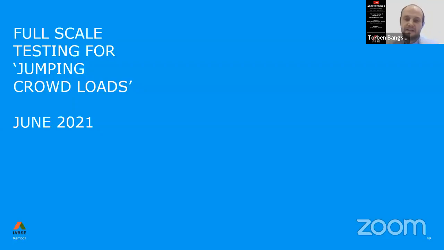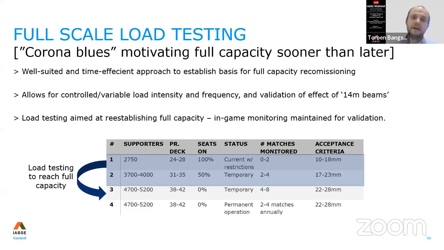We needed to validate it. And because of Corona, we started discussing with the club if we could replace in-game monitoring, where we monitor it with seats on and reduced capacity for a number of games, with full-scale load testing or load test experiments, where we actually controlled how many people would be on the grandstand and which frequency they would be jumping to. By that, we could move people around and we could actually test various configurations and follow some of the curves from the FE model that Klaus was also presenting before.